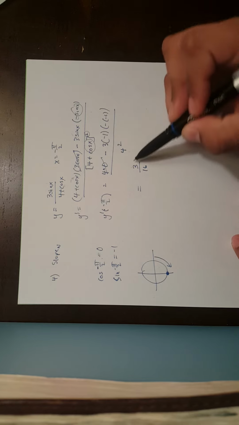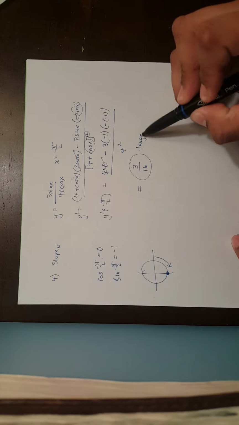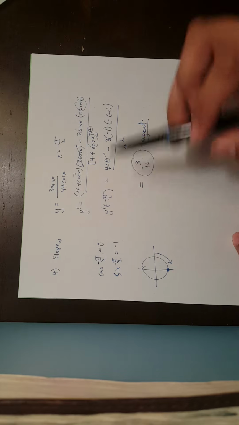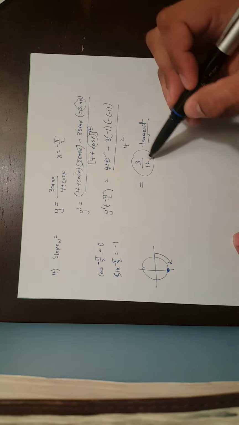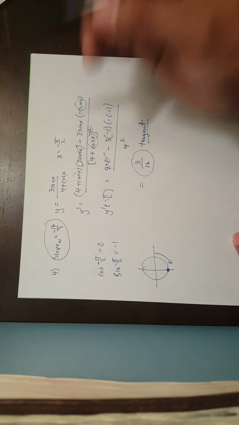And that's your final answer for, actually, you know what? This is for the tangent line. So that's the slope of the tangent. We want the slope of the normal, so it's the opposite reciprocal, which is negative 16 over 3. And that's your final answer right there.